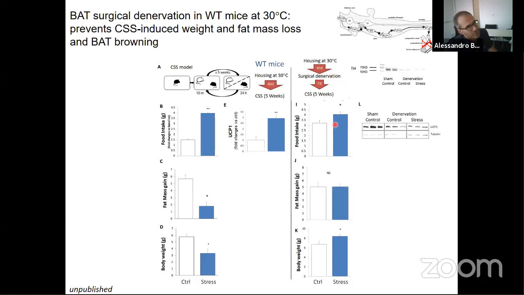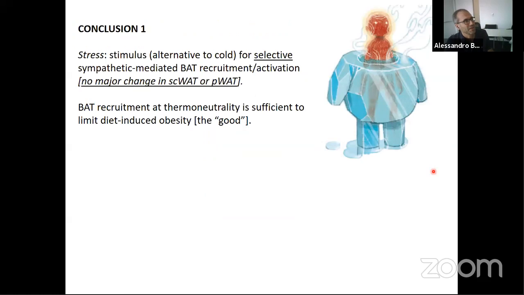When you cut the nerves, the animal is still mildly hyperphagic, much less than normal, and this can be very revealing of the role of sensory nerves in this context. But in any case, they don't increase fat mass, they essentially increase body weight, they don't lose weight, and UCP1 doesn't go up. So the sympathetic nerves are very required for this stress-induced browning at thermal neutrality and the anti-obesity effect.